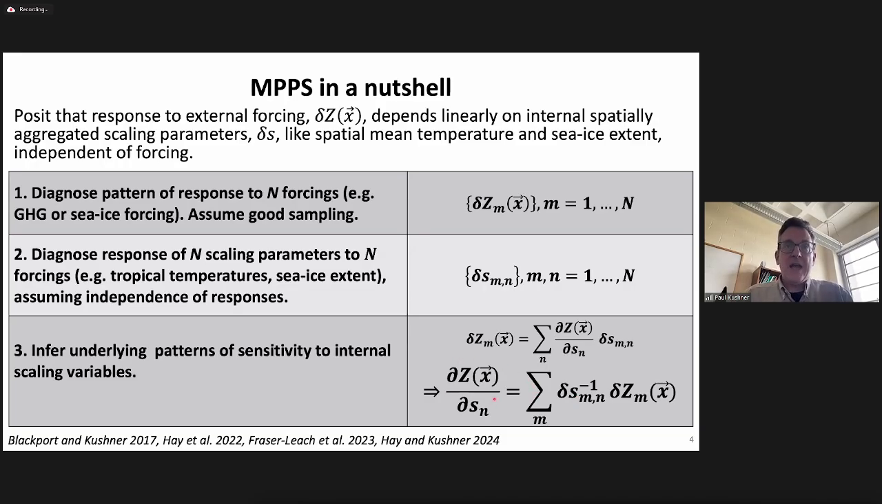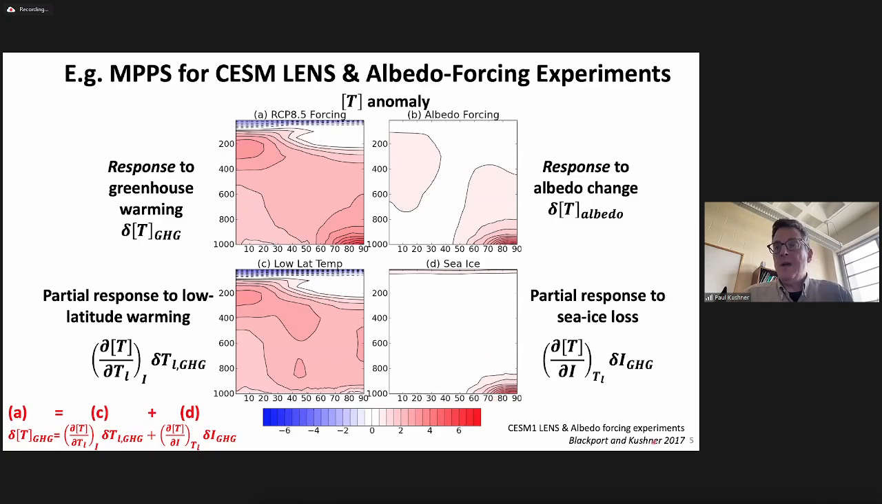To show you this in action, this is from an older paper from Russell Blackport's thesis work. We were comparing the response to greenhouse forcing in a large ensemble of calculations to albedo-forced sea ice loss experiments, where we change the albedo of the sea ice and we see Arctic warming and some tropical warming as well. And so what we do is we recombine these top two experiments to estimate or infer the partial response of the climate system to low latitude warming in the absence of sea ice loss. That's shown here in C.